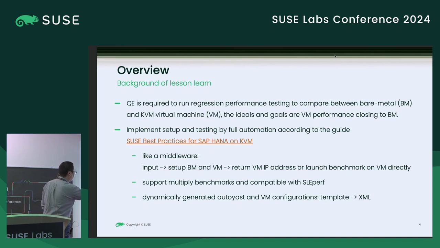we output the virtual machine IP address we set up to the benchmark, then the benchmark can flexibly set up HANA and other requirements. Of course, we can launch the benchmark on the VM directly. It is easy to implement.